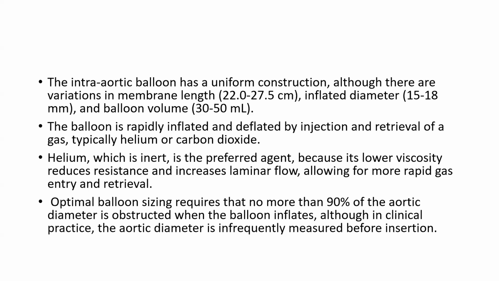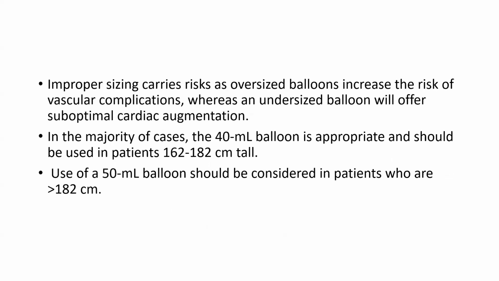Optimal balloon sizing requires that no more than 90% of the aortic diameter is obstructed when the balloon is inflated, although in clinical practice, the aortic diameter is infrequently measured before insertion. Improper sizing carries risk: an oversized balloon increases the risk of vascular complications, whereas an undersized balloon will offer suboptimal cardiac augmentation. In the majority of cases, a 40 ml balloon is appropriate and should be used in patients 162 to 182 centimeters tall. Use of a 50 ml balloon should be considered in patients who are more than 182 centimeters.